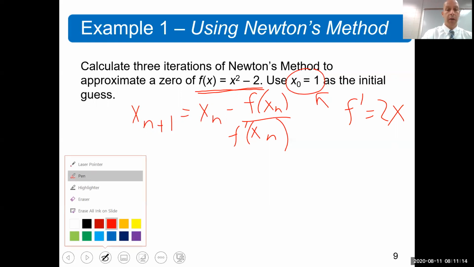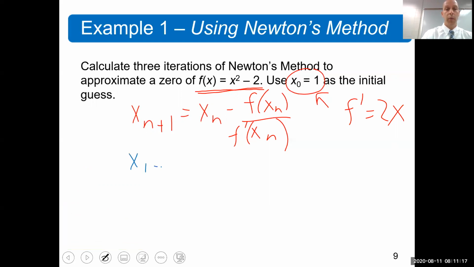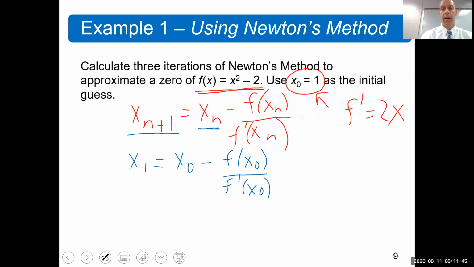So let's go ahead and use a different color here. If I want to find x sub 1, which is going to be after my initial guess x sub 0, x sub 1 is going to be my first guess, or my first calculation. So I've got to put an x sub 1. Now, if this is x sub 1 over here, what would this have to be? Well, this is x sub n plus 1, so this must be x sub 0. So this is x sub 0 minus f of x sub 0 divided by f prime of x sub 0. In other words, it's going to be 1 minus f of 1 over f prime of 1.